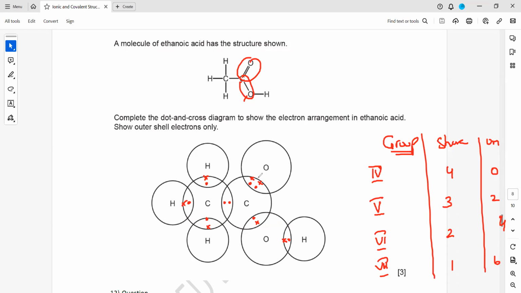So oxygen shares two. If this oxygen shares two, how many unshared electrons will there be? Four. So we have to draw four unshared electrons on each oxygen. So this is the structure of ethanoic acid, which has single bonds between carbon and hydrogen, so a pair of electrons. But between the other oxygen and carbon, there is a double bond, which means four electrons will be there between them. These four electrons. Is this one clear?